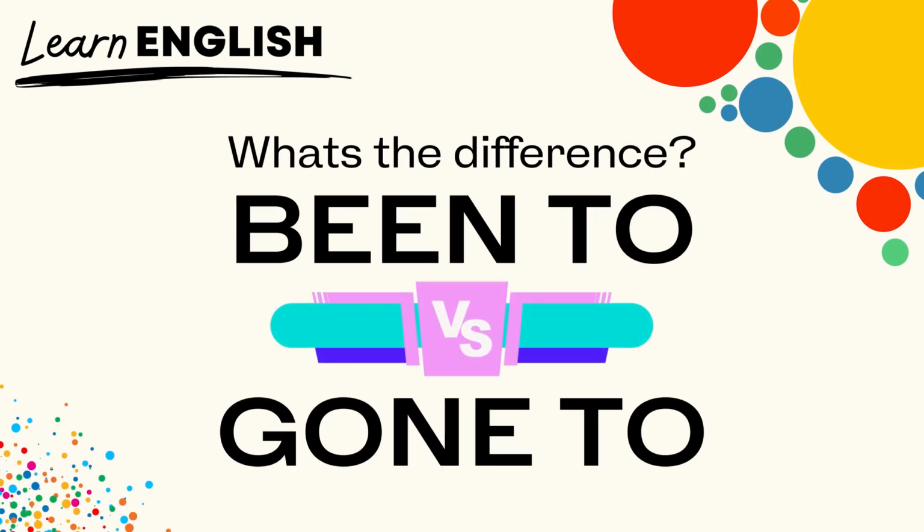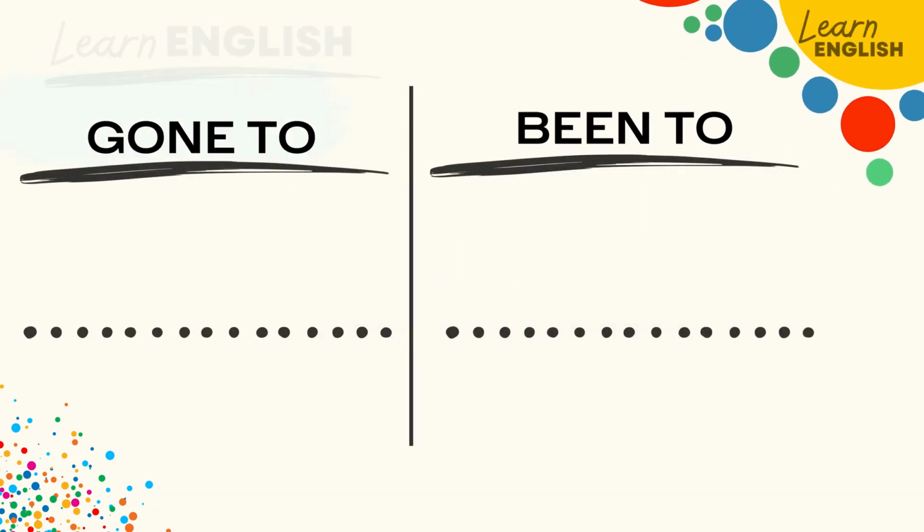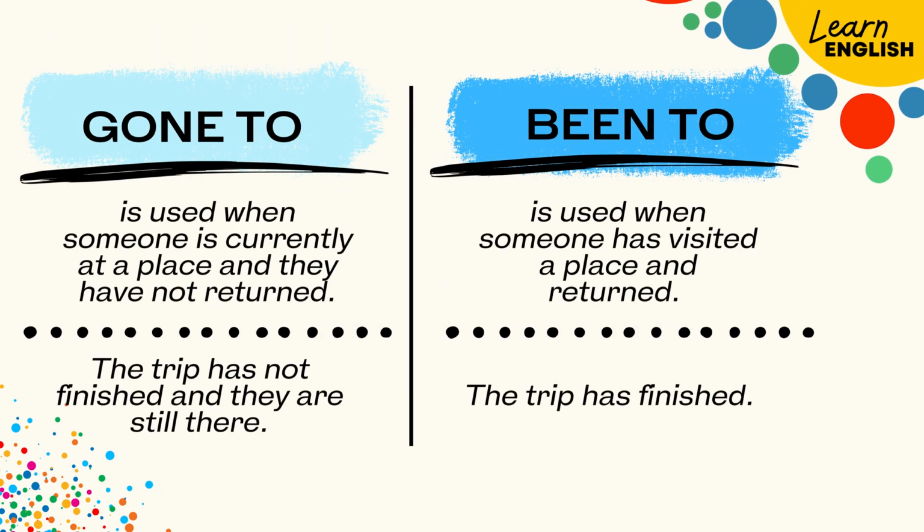What's the difference between "been to" and "gone to"? When we say "gone to", this is used when someone is currently at a place and they have not returned. The trip has not finished and they are still there.